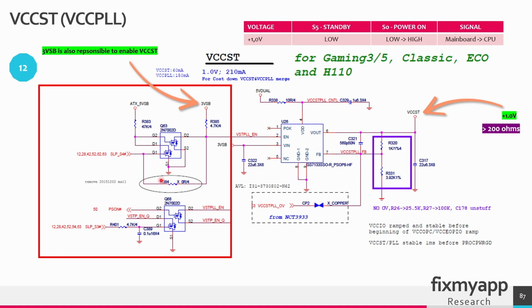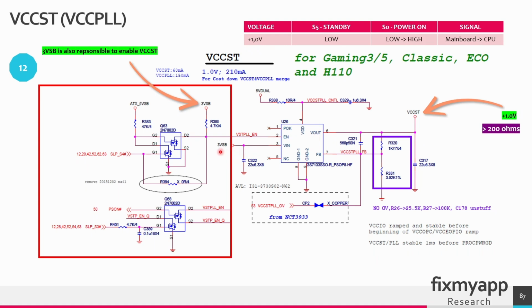When you turn on your motherboard, the signals sleep state 4 and sleep state 3 will go high. That will create this enable signal. Then the voltage regulator will start generating the 1V for the VCCST, and that will go to the CPU. The output resistance of the VCCST voltage rail is higher than 200 ohms. The VCCST voltage is created from the 3.3 standby voltage.